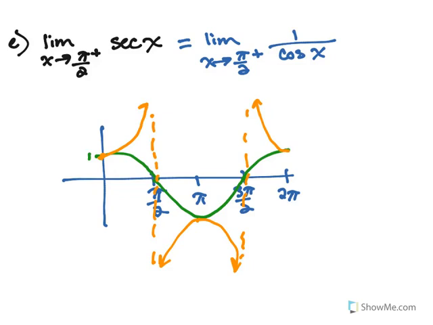So in this particular problem, when I'm approaching pi over 2 from the right, I'm hitting the asymptote, and that's it does not exist. If I was approaching from the left, I'd be hitting the asymptote as well, and that's it does not exist.